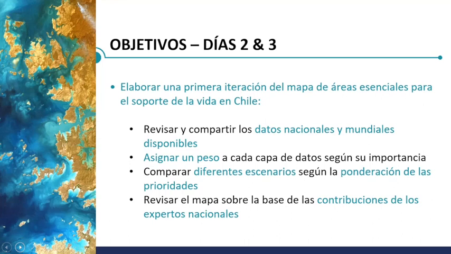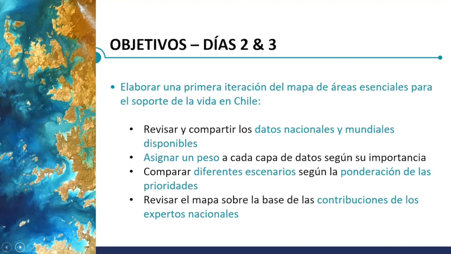As you can see in greater detail, these are our objectives for today and tomorrow. And it states: review national and global data selected, available data selected for the 12 policy targets, weight each data layer based on its relative importance, compare different scenarios based on this weighting, and revise and iterate the process based on the contributions of the national experts. At the end of this week's sessions, today and tomorrow, we'll have the first iteration of the ELSA map for Chile and a full understanding of the process and capacities or skills necessary to conduct this exercise.